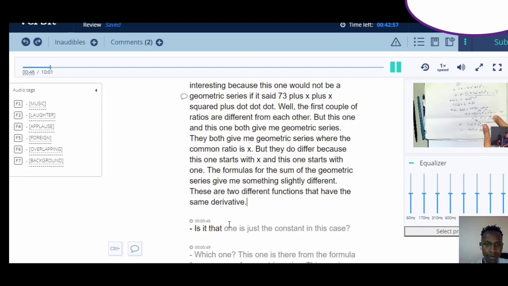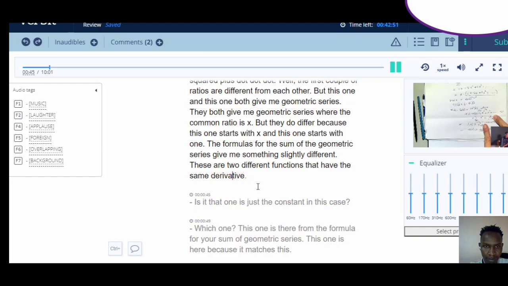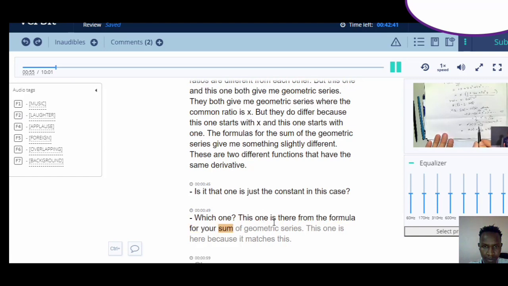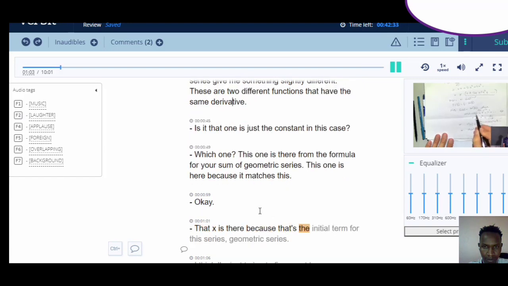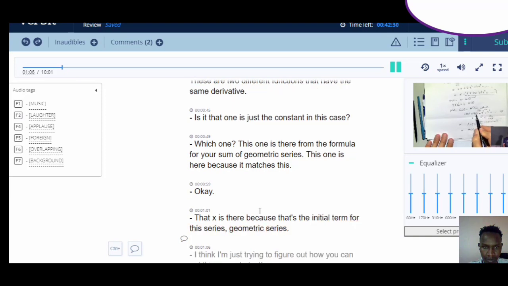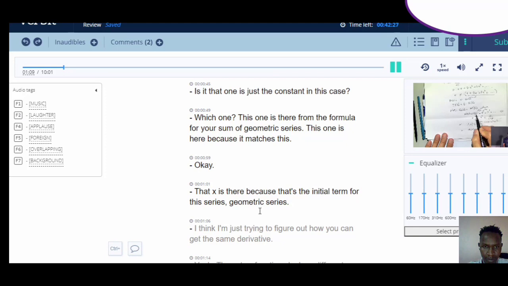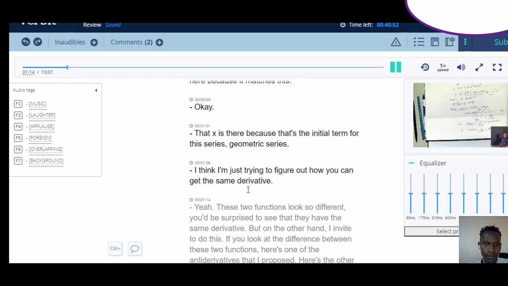So is it that 1 is just the constant, I guess, in this case? Or... Which one? This 1 is there from the formula for a sum of the geometric series. This one is here because it matches this, okay? And that x is there because that's the initial term for this series, geometric series. Mhm. Okay. I think I'm just trying to figure out how you can get this derivative.